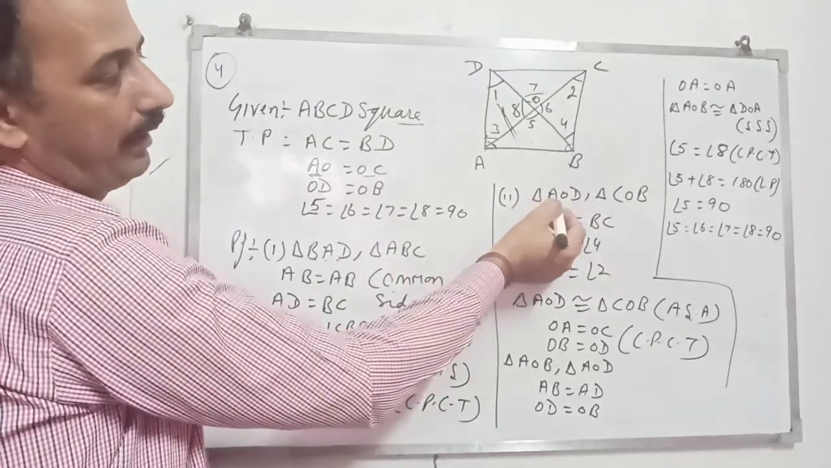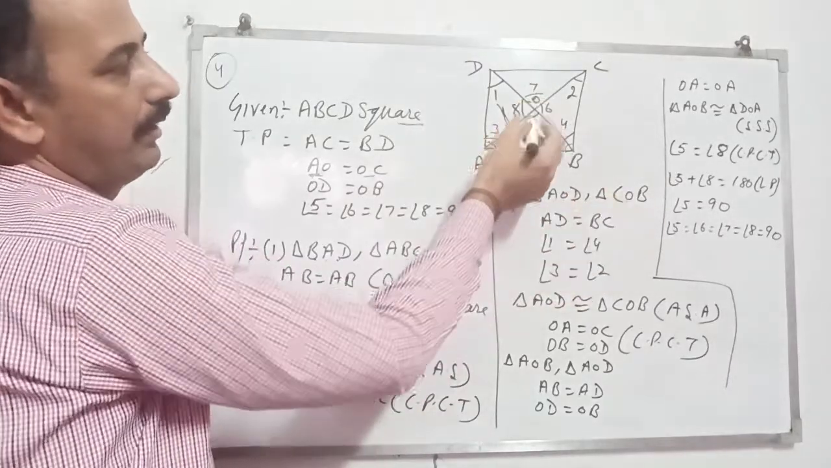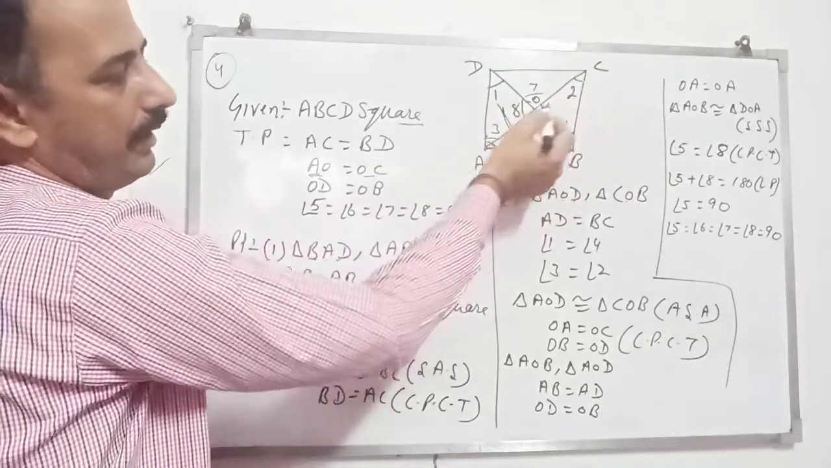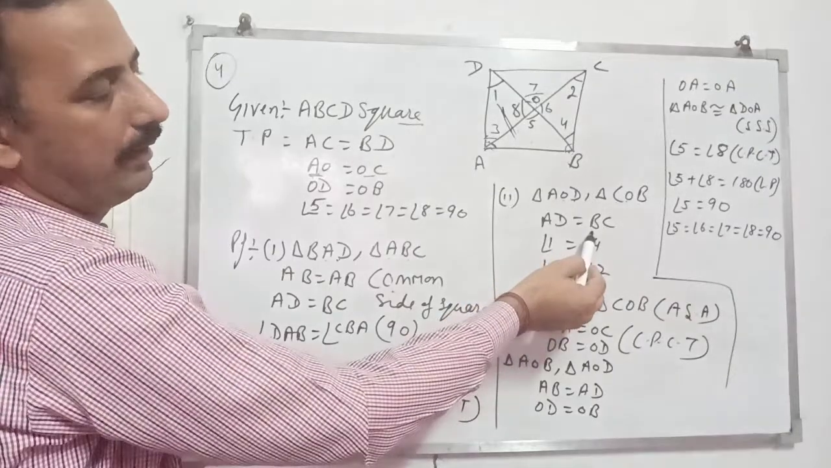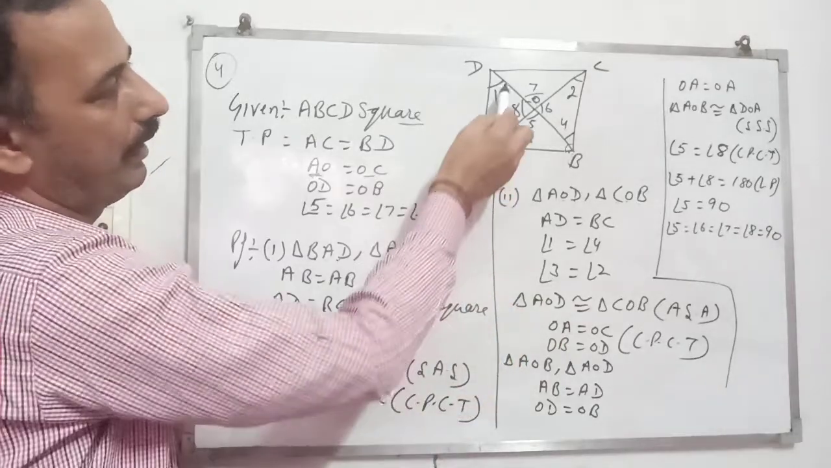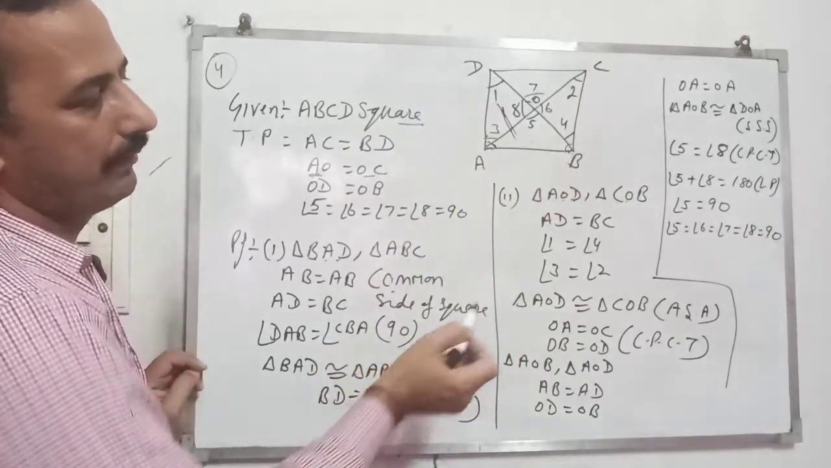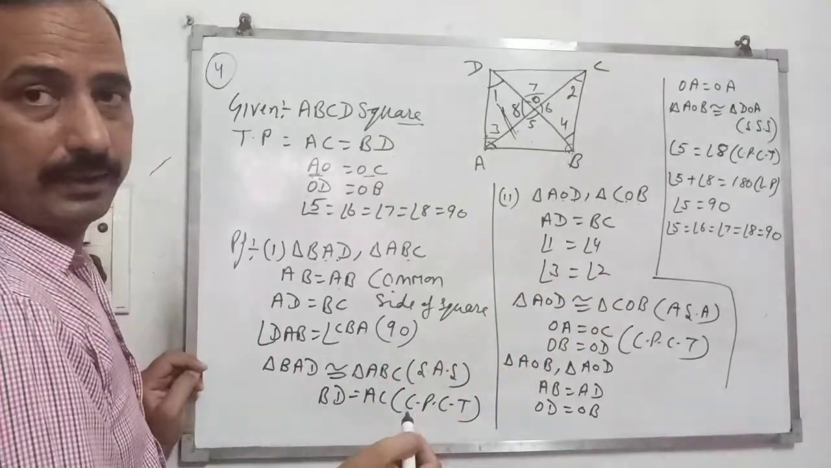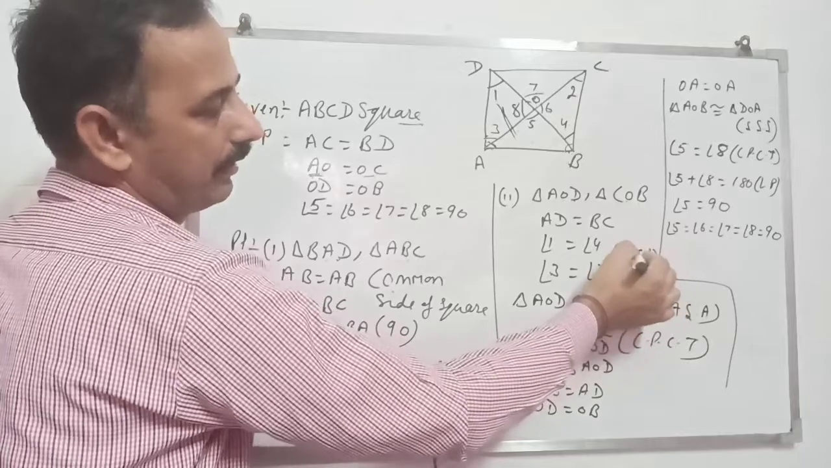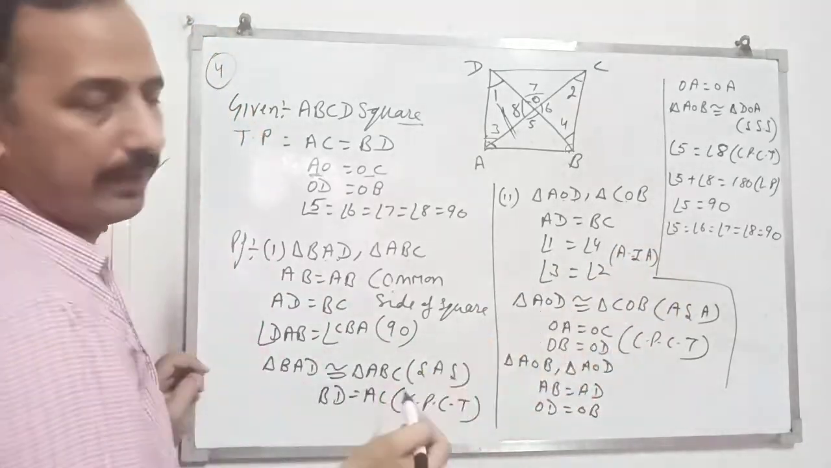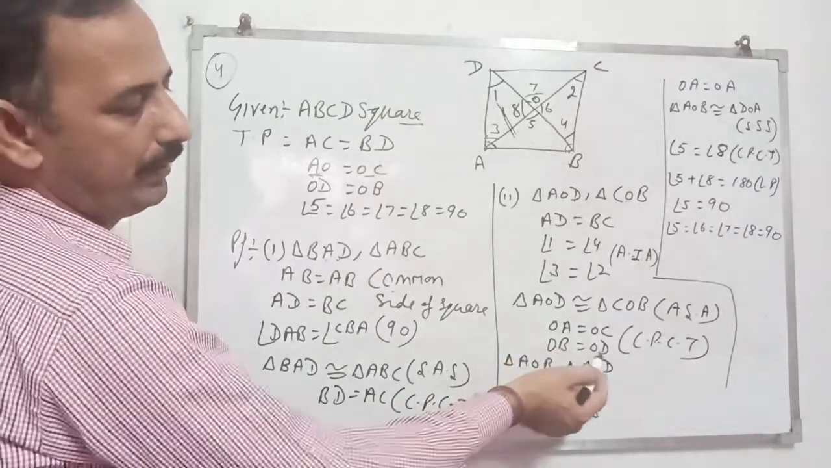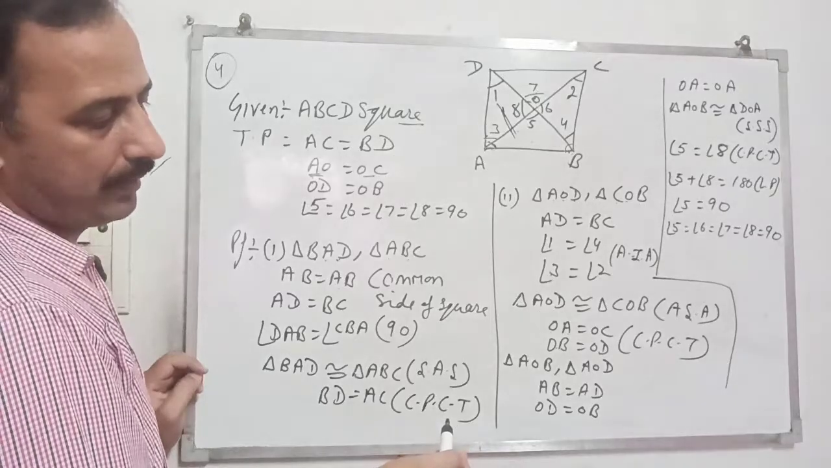Second part, we use the triangles AOD and COB, AOD and BOC. They are opposite to each other. AD equal to BC, they are the opposite sides. Angle 1 equal to angle 4, that is alternate interior angle. 3 equal to 2, that is also alternate interior angle. Right. So these two triangles are congruent by ASA. So OA equal to OC, OB equal to OD by CPCT, right?